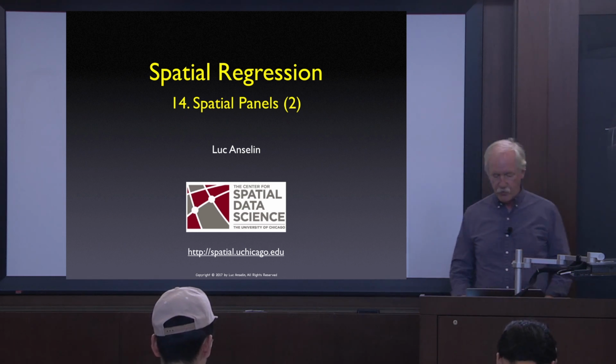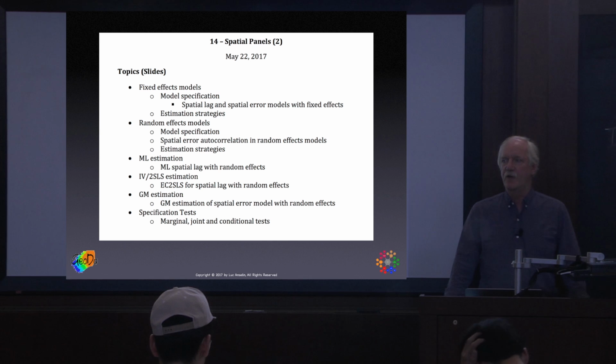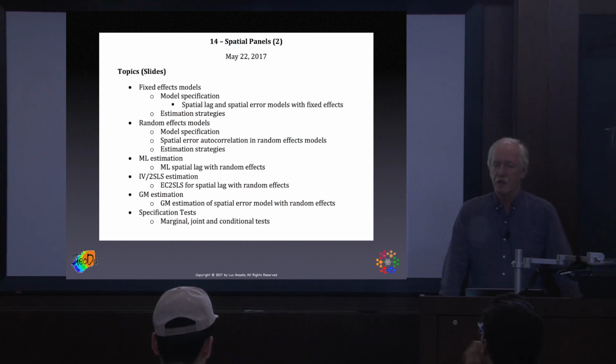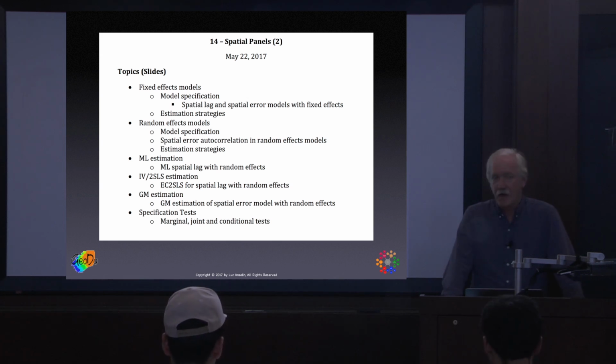So today we'll do more of that. We'll focus on the fixed and random effects specifications, and then on Wednesday we'll look at spatial seemingly unrelated regressions, which is kind of in between these specifications. So we go over fixed effects models, how they're set up, how you incorporate spatial lag and error in those, and random effects models.